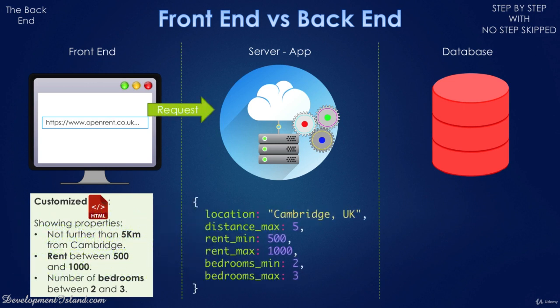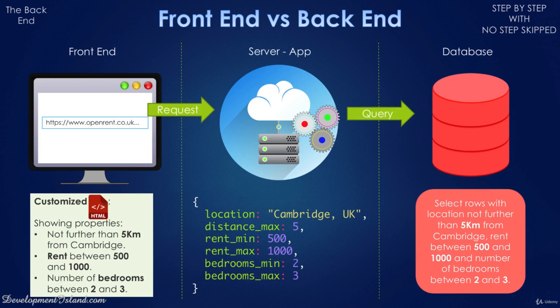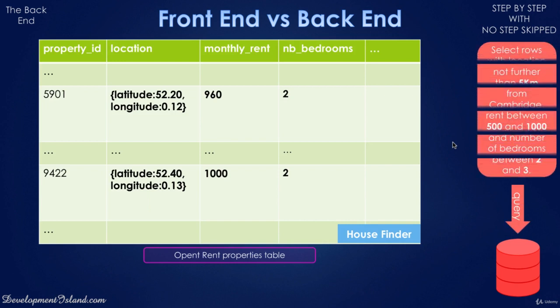Now, once the server receives our request, the app inside the server is going to transform our request, or our query inside the URL, into a JavaScript object which looks like this. You've got a location, a max distance, rent min, rent max, etc. And then the app is going to do some further work. Now it's going to realize that it needs to query these details inside the database of properties. So you're going to have a query running in the database, which looks like this.